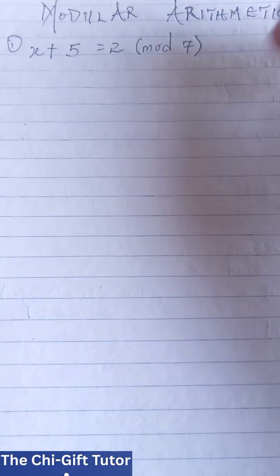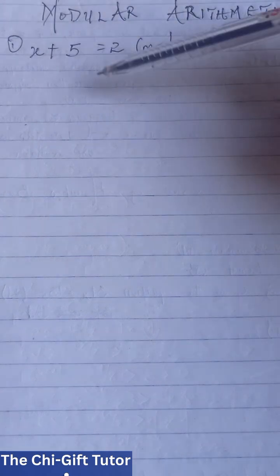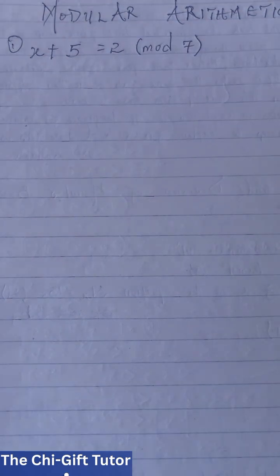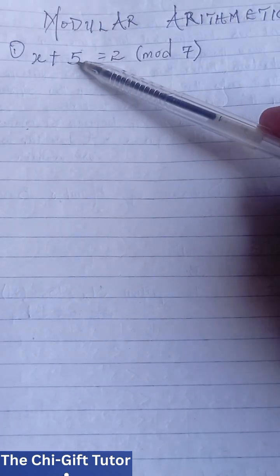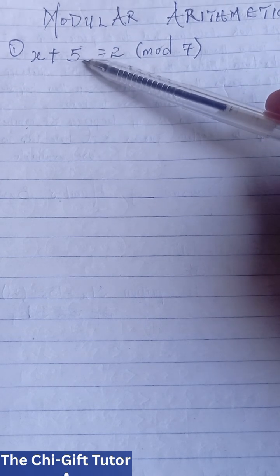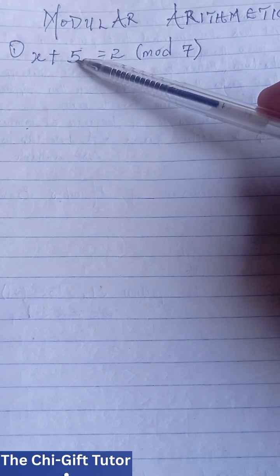Now, as simple as this question is, it's also tricky. So do not make the mistake of saying, oh, you take this 5 over to here, you subtract, and you get your answer. No, it doesn't work that way. Rather, this is what you will do. Look at this number here. This number is called a constant, a number that does not have a variable, and it has to be on the left-hand side.